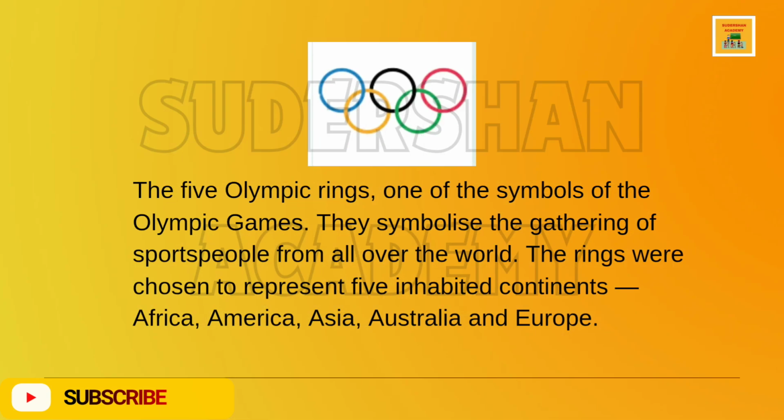The 5 Olympic rings, one of the symbols of the Olympic Games. They symbolize the gathering of sportspeople from all over the world. The rings were chosen to represent 5 inhabited continents: Africa, America, Asia, Australia and Europe.